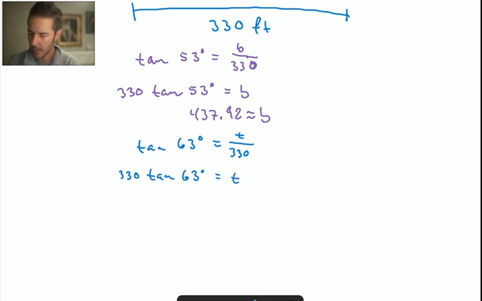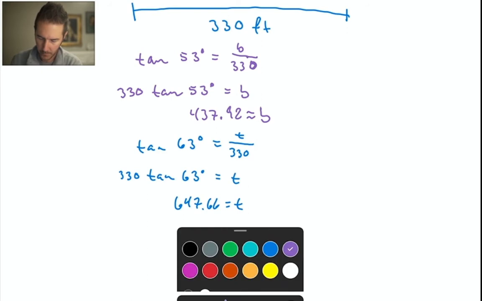And we'll get our t value. All right, back to the calculator. I've got 63 tan, that's 1.9626 times 330 equals, and I got 647.66. There's our t value, and then in order to finally solve for the height of the flagpole, we'll find the difference between those two values.